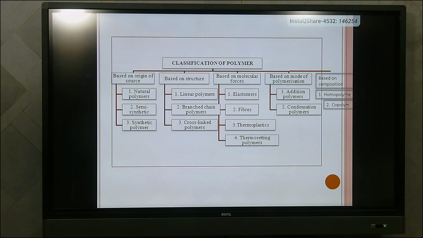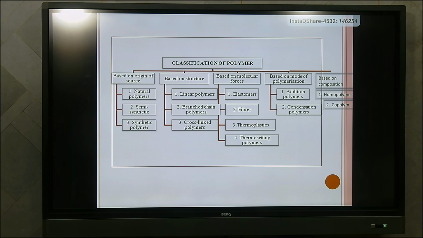This is the flow chart which represents the classification of polymer. Classification of the polymer can be based on many parameters. Here are the basic parameters given under the heads: based on the origin of the source, based on the structure, based on the molecular forces, based on the mode of polymerization, and based on the composition.